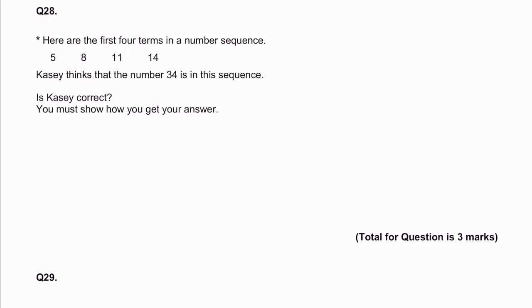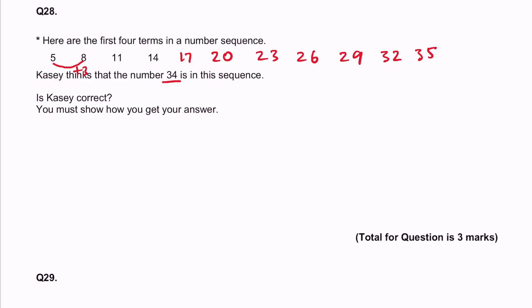You can find the difference. So what is it going up by? So we're going up by 3. So you can carry on adding 3. So 17, 20, 23, 26, 29, 32, 35. So 34 is not a number in the sequence. That's one way of doing it.